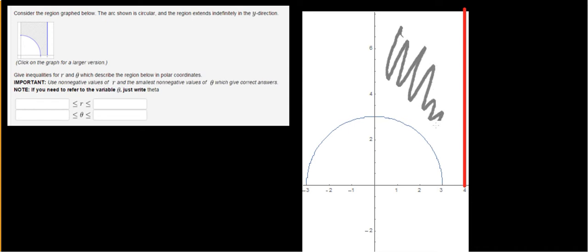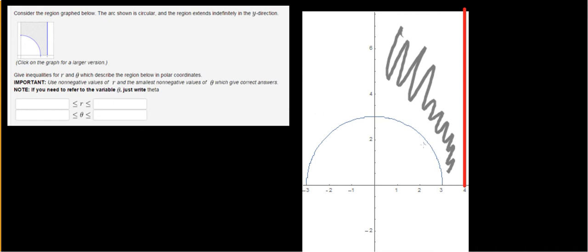I don't want to shade too much. It extends indefinitely upward. Give inequalities for r and theta which describe the region below in polar coordinates.